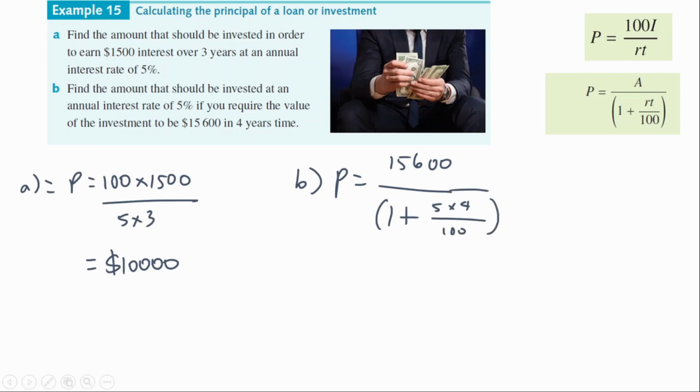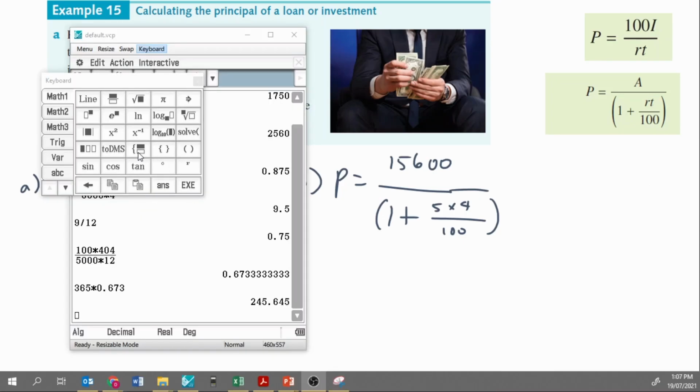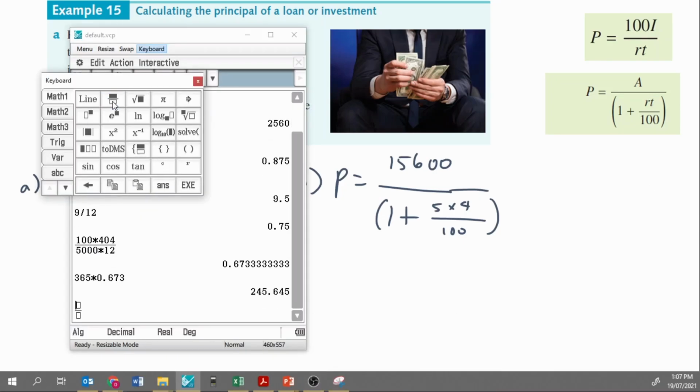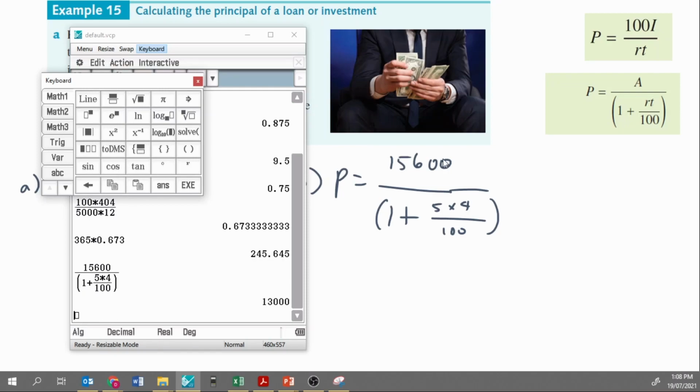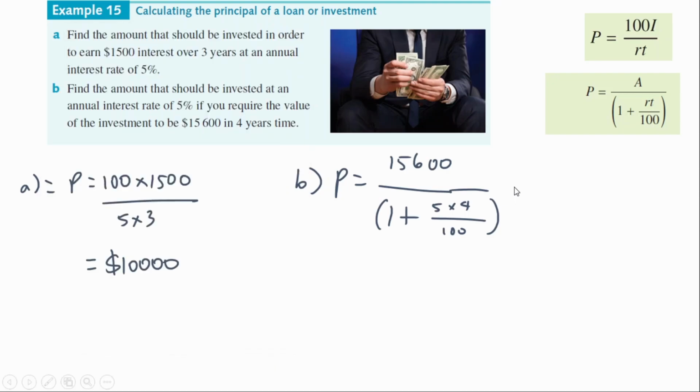Once you've done that, we just plug that into the CAS calculator again. So that would look like, start off with the fraction there, type 15,600 over, let's fill out the bracket, a bracket there, 1 plus, and I'll just do another fraction, 5 times 4 over 100. And there you go, there's your final answer. Alright, so this person, if they want their money to be $15,600 after the 4 years at a 5% interest rate, they would have had to invest an amount of $13,000 there.